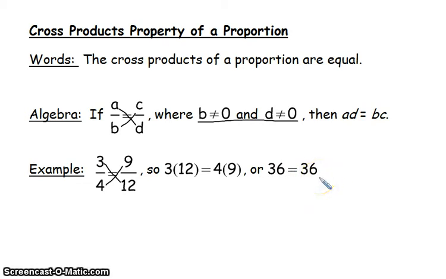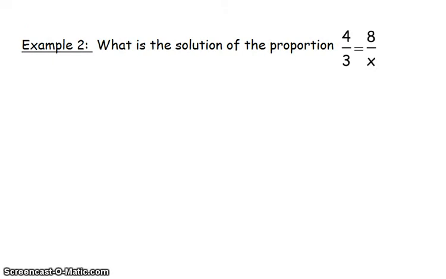So cross products of a proportion will be equal. And so this is another way that you can solve proportions. So let's look at using cross multiplication, cross products, to solve this proportion. Same basic way that you could solve this using what you know about solving equations, but this is a little bit different than the other two because we do actually have our variable in the denominator.